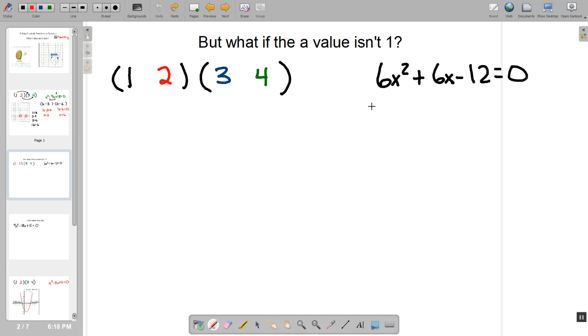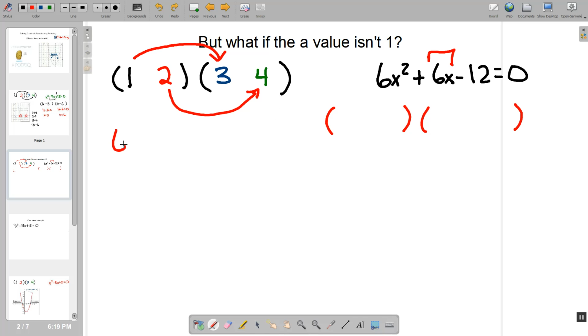Well, the good news is the factoring process will be almost identical to what we've done before, but there is one extra step. We still care a lot about factor 1 times factor 3 and factor 2 times factor 4. We're still trying to create this middle term by adding or subtracting, but here's what's different. When we create our 2 pairs of parentheses, instead of this number and this number always being 1, we're now trying to create a 6.